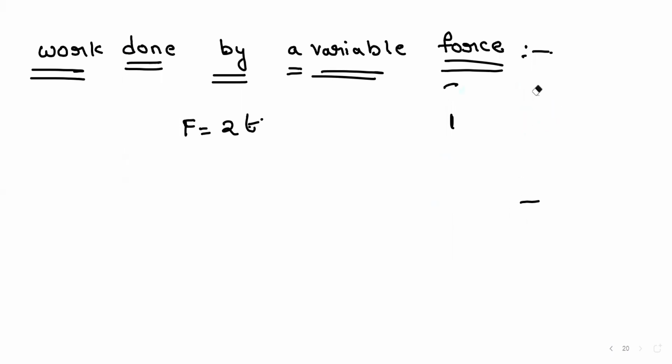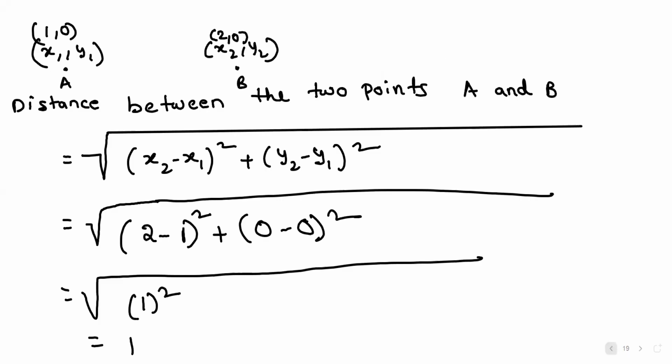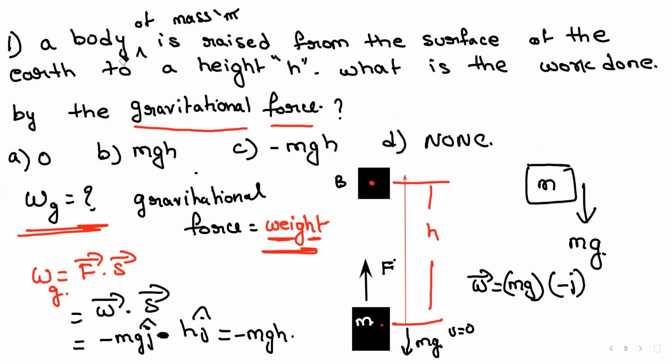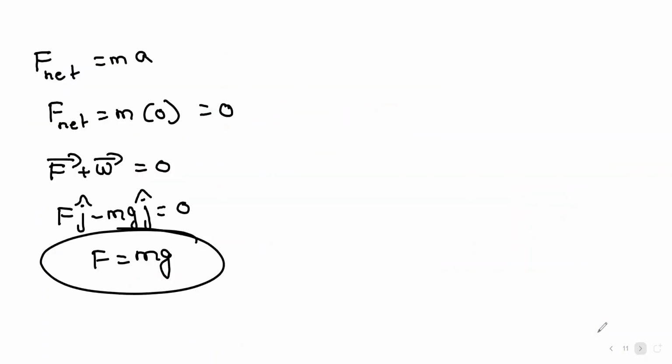So F is equal to 2t, is it constant or variable? Variable, right? So whenever there is a variable force, you should not use this formula. Work done, never use this formula when the force is variable. You have to use this formula only when force is constant.